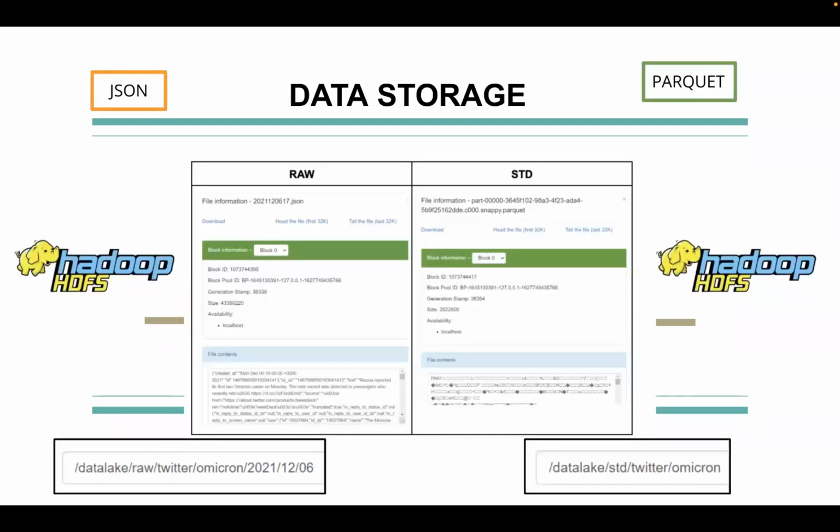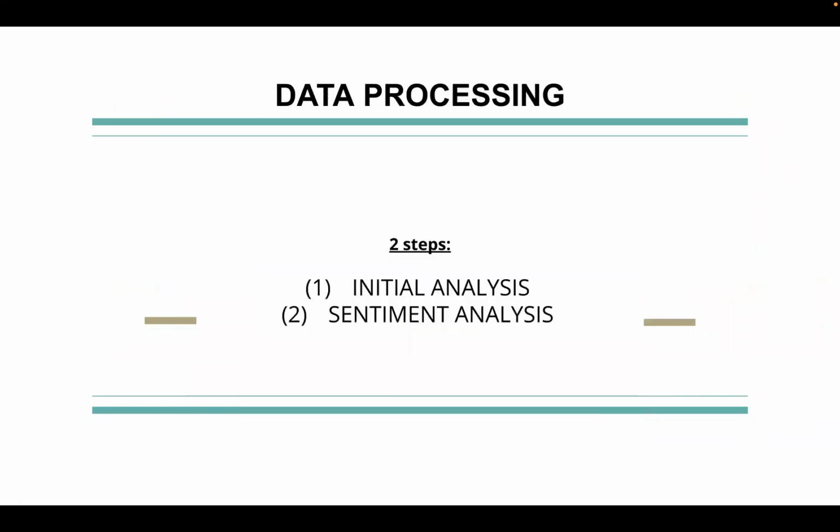Data storage. Raw data is stored in JSON format in the raw directory of HDFS. If the data was ingested in different ways, then the directory would change according to the date it was stored. Data will then be restructured with Python, and this time it will be stored in the standard directory of HDFS. Standard data will be partitioned by year and date and will be stored in Parquet format.